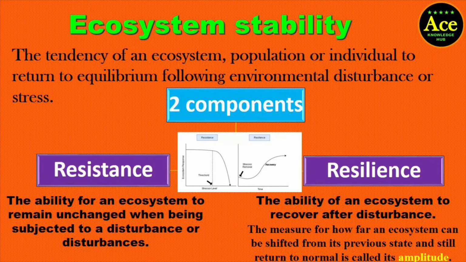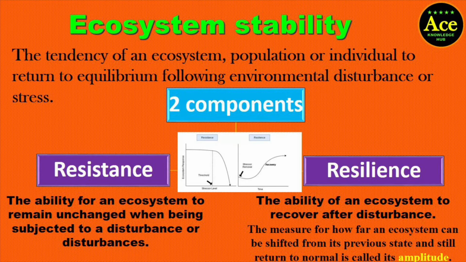Ecosystem stability. Ecosystem stability is the tendency of an ecosystem, population, or an individual to return to equilibrium following environmental disturbance or stress. If a stress or disturbance does alter the ecosystem, it should be able to bounce back quickly. There are two components of ecosystem stability: resistance and resilience.